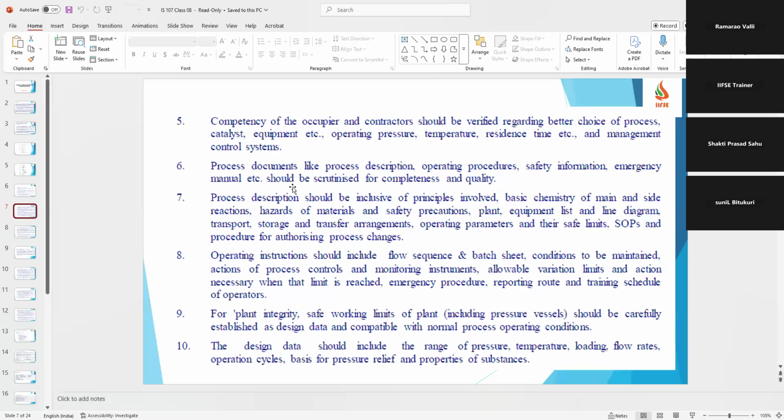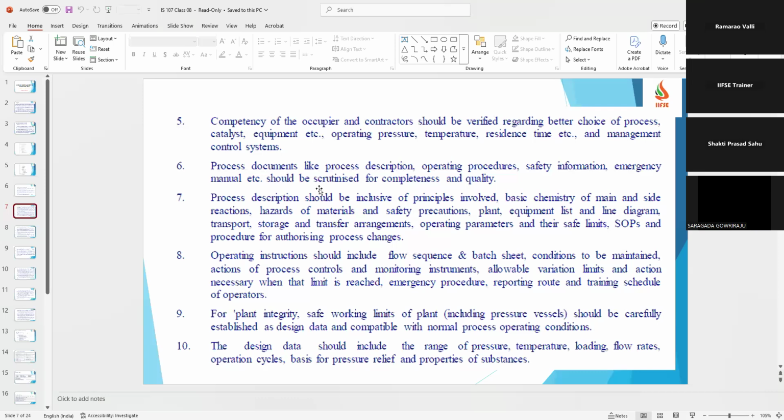Then process documents like process description, operating procedures, safety information, emergency manual, etc. should be scrutinized for completeness and quality. So this is also one important thing. If you are joining any existing organization or you have not developed that emergency manual or emergency control system procedures, it has to be verified completely for the completeness and quality.